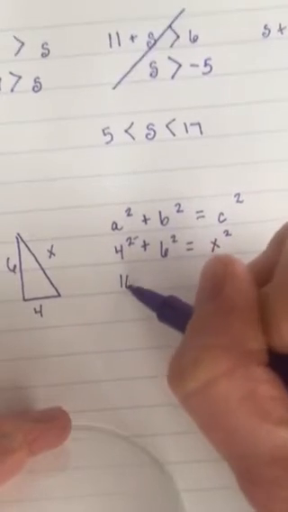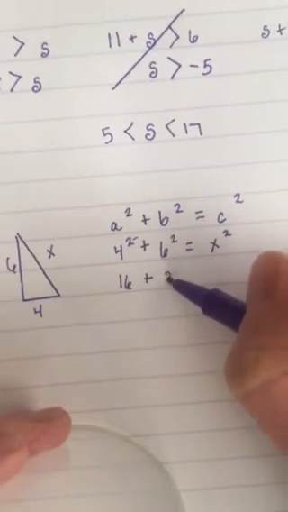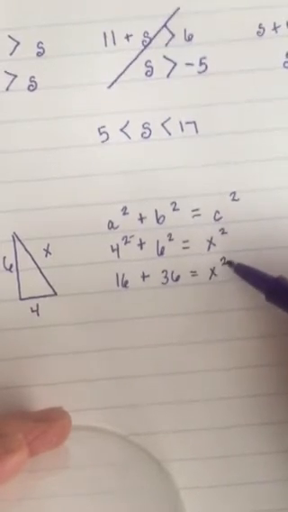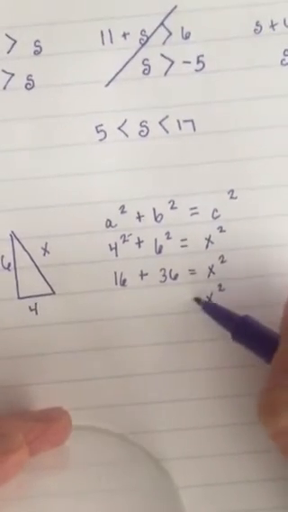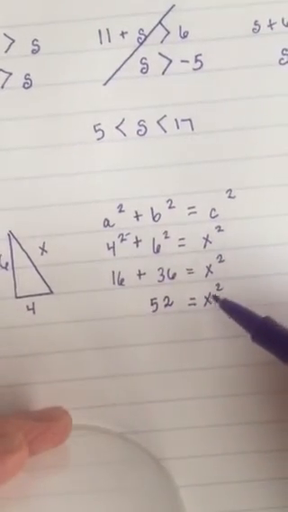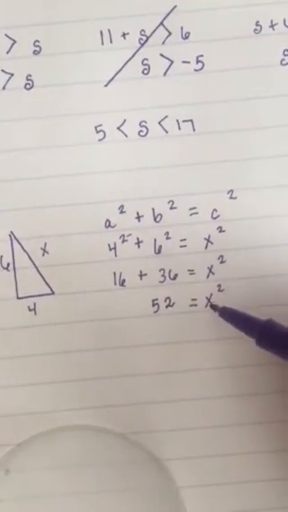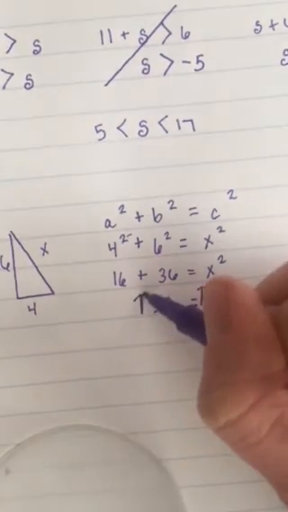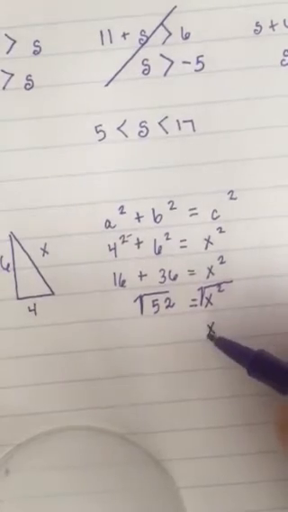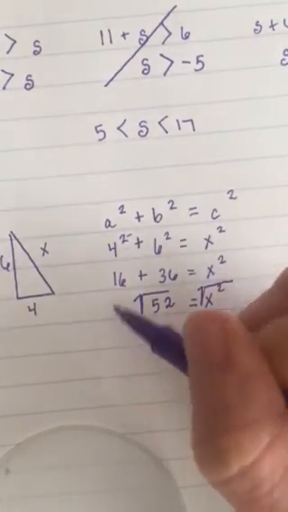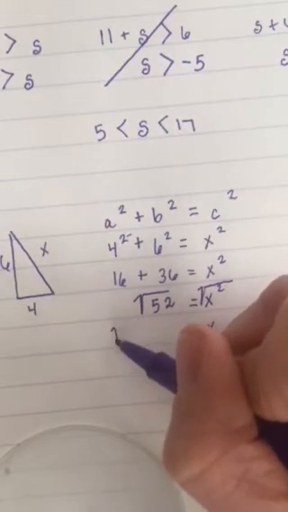So 4 times 4 is 16, 6 times 6 is 36. This is going to equal x squared. Let's add up the left side, and that's going to be 52. Now, 52 is not our answer because x is still squared. We need to unsquare it by doing the square root, and that's going to make x squared become an x, and 52 is going to become 4 radical 13. But let's look at how we got there.